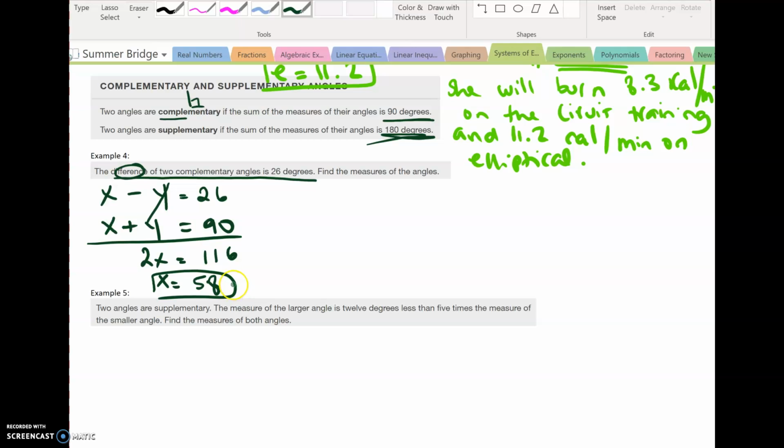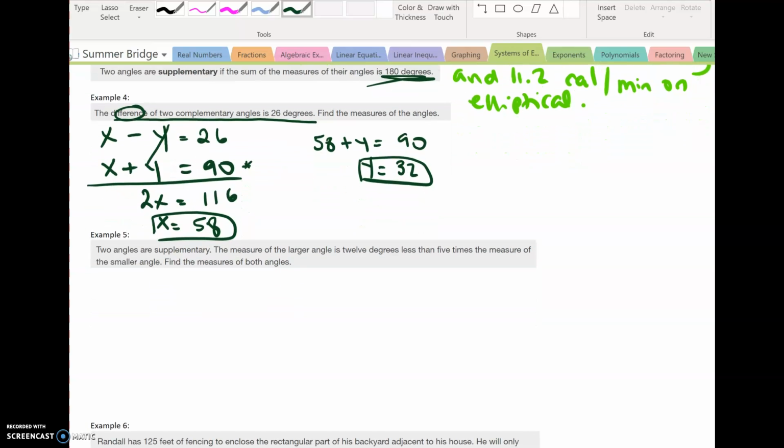Now all I'm going to do is plug it into whichever one I want. I'm going to plug it into this one over here. So I'm going to say 58 plus y is equal to 90. I subtract 58 from both sides, and I get that y is equal to 32 degrees. So those are the measures of both of these angles.